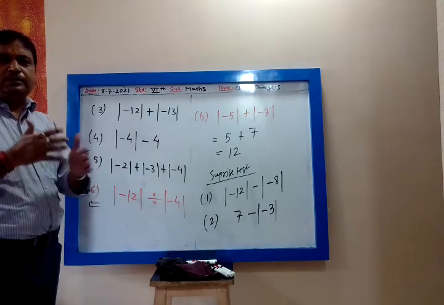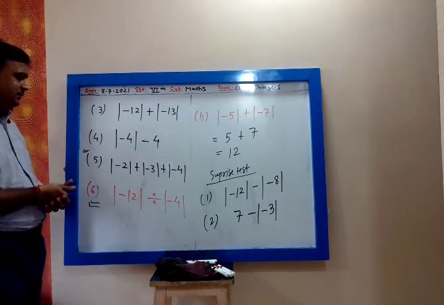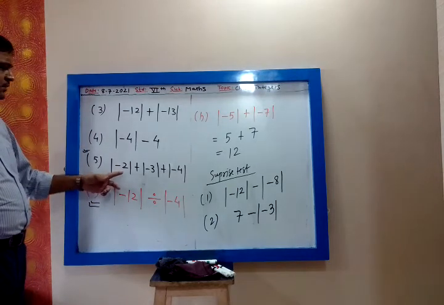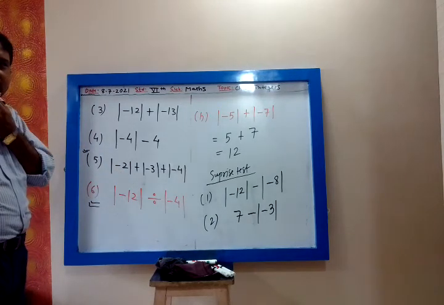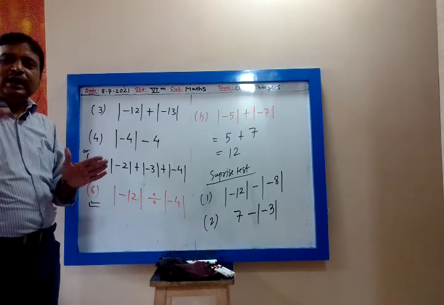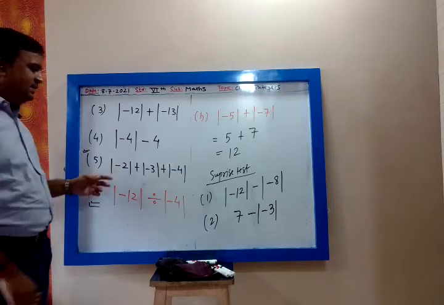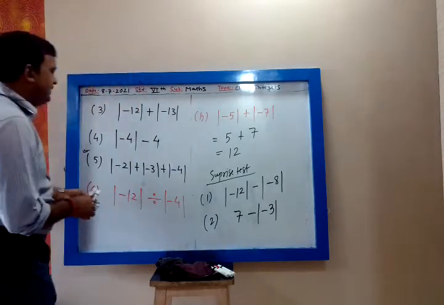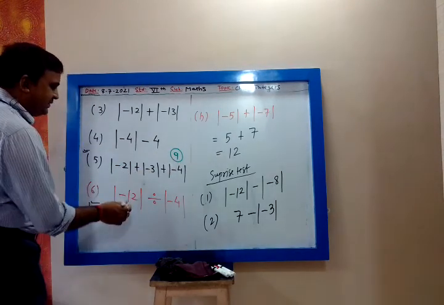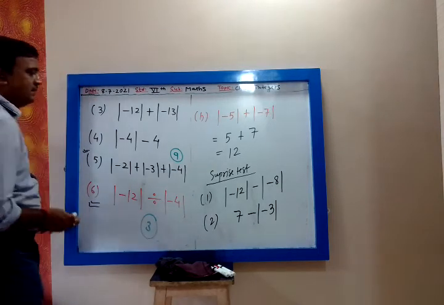That means my students are brilliant. Now, what is the answer of fifth? Tell me. Fifth answer is 9. Yes, fifth answer is 9 and sixth answer is 3. You can tell your answers.